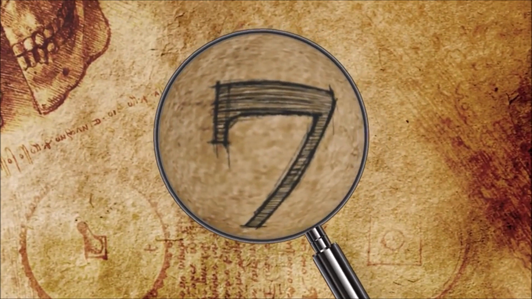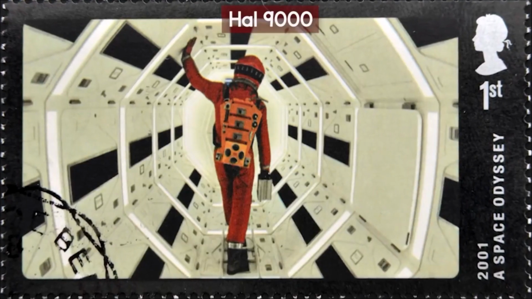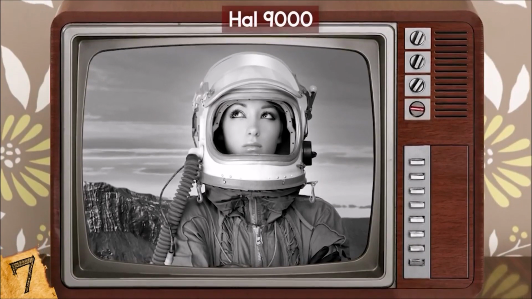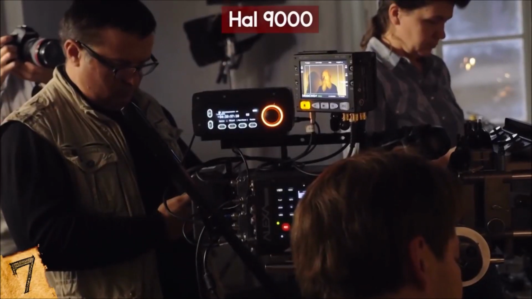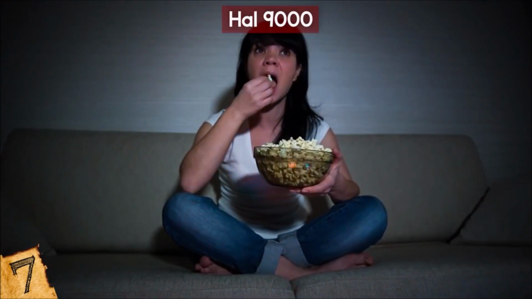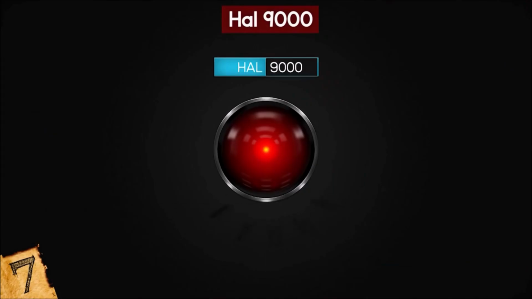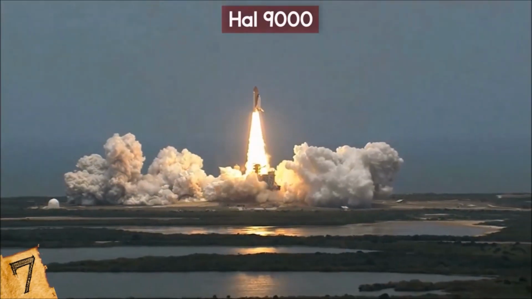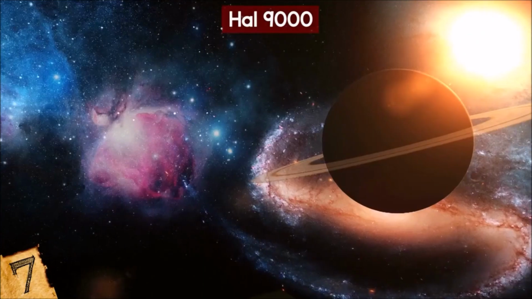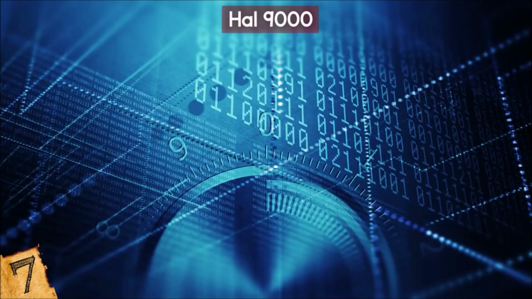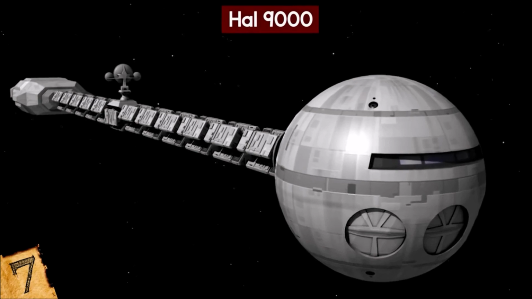Number 7. HAL 9000. In the Space Odyssey book series by Arthur C. Clarke, and later the movie 2001: A Space Odyssey directed by Stanley Kubrick, the antagonist of the story was not a human, but rather a learning computer, one named HAL 9000. But it didn't start out that way. HAL 9000 was actually built as part of a mission to Jupiter or Saturn, depending on whether you're reading the book or watching the first movie, and was designed to control the systems of the spaceship Discovery 1.